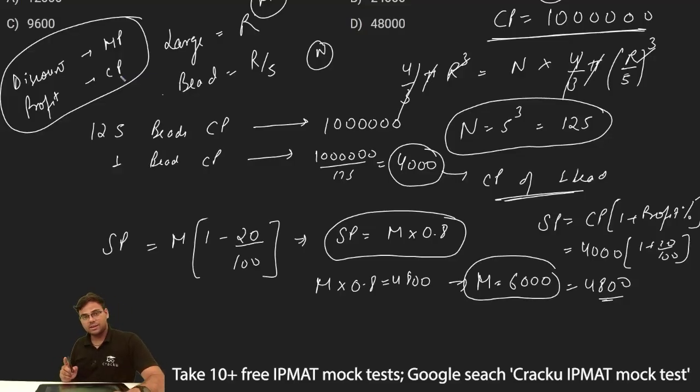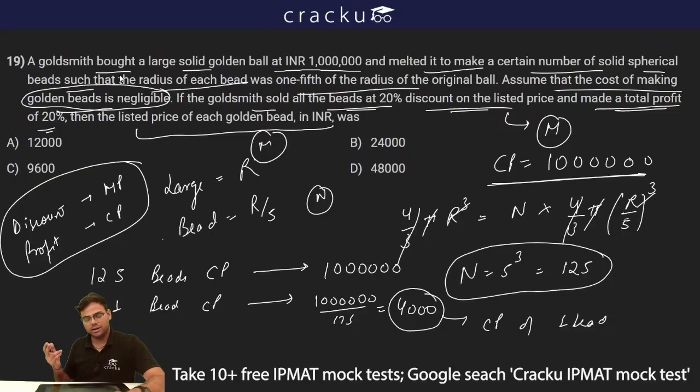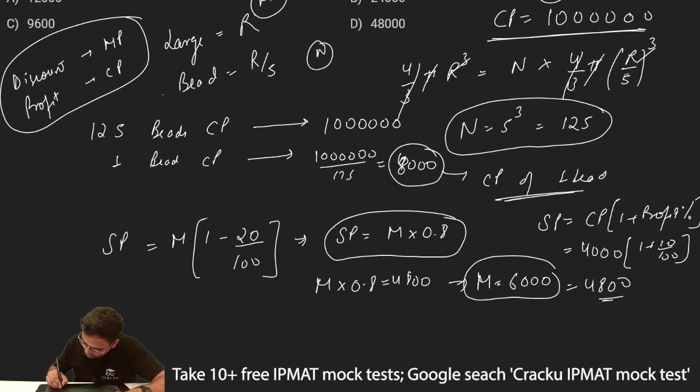Thus, the listed price or the mark price of each bead will be 6,000 rupees. Because even after giving a 20% discount, the shopkeeper or the goldsmith will still make a, okay, this is a small mistake, this will be 8,000, sorry. This will be 8,000. So CP of each bead is 8,000. So this will be 8,000 into 1 plus 20%. So this will be 9,600.